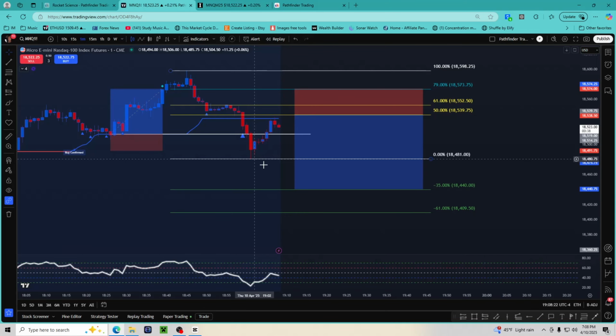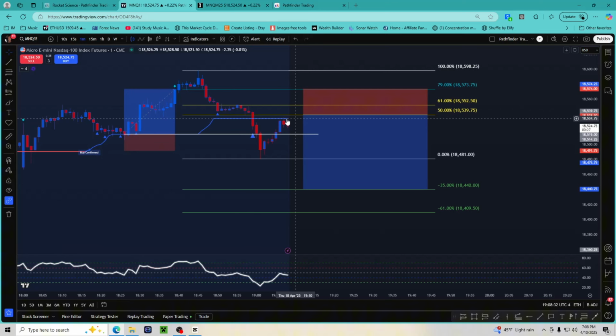Now it could wick right from here. You know, sometimes it just comes back to that basis where those previous orders are and buyers are trapped and want to get out. And so that relieves the pressure right off the basis. It's even better when that basis is right around the 50. It just gives it that much more confluence.